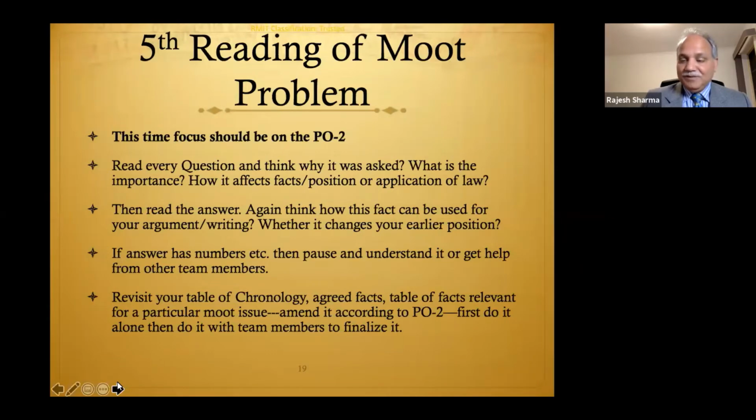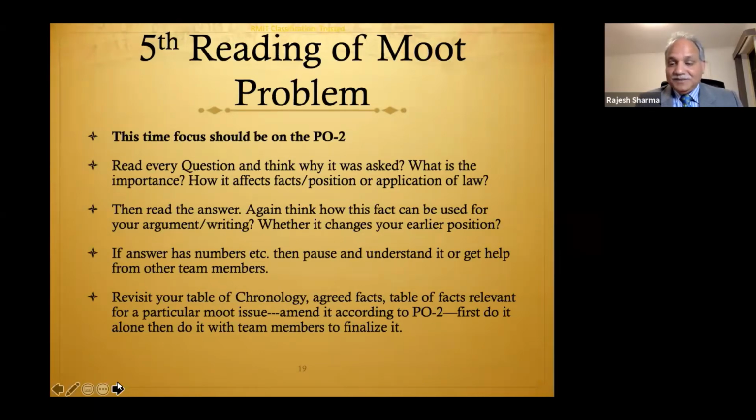A good team and a good student can think about it and try to understand how I can use these facts in my argument. This is what you have to do every time for every question. Think about how I can use this information in my favor. If you think, then all the questions which will be asked will help you.